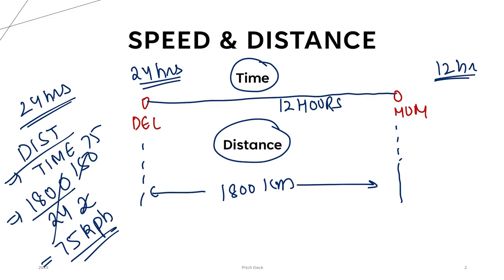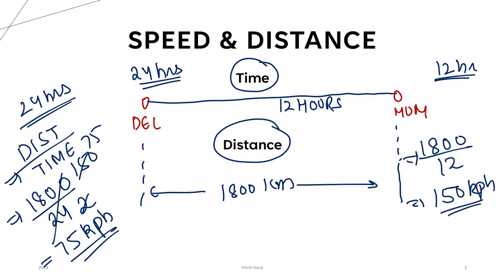Now, the same distance of 1800 kilometers can be covered in 12 hours. What will be the speed of your car now? Distance upon time, 1800 divided by 12, is 150 kilometers per hour. I hope this is clear. So now, why has the speed of the car increased? Because we have better roads, less traffic jams, fewer turns, fewer brakes. So you can drive your cars even faster to cover the same distance.